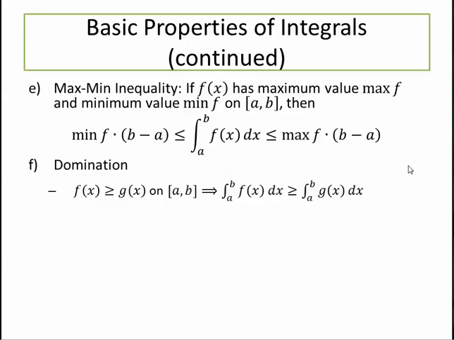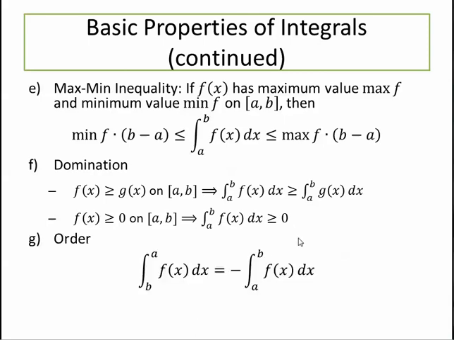The next property is called domination, and this says that if you have a function f of x and it's always greater than or equal to g of x on the interval, then the integral of f of x is going to be greater than or equal to the integral of g of x. And as a special case, if g of x is equal to the constant function 0, so if your function f of x is non-negative, then that tells you that the integral is also going to be non-negative.